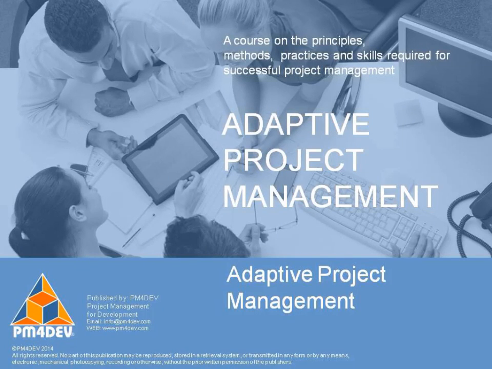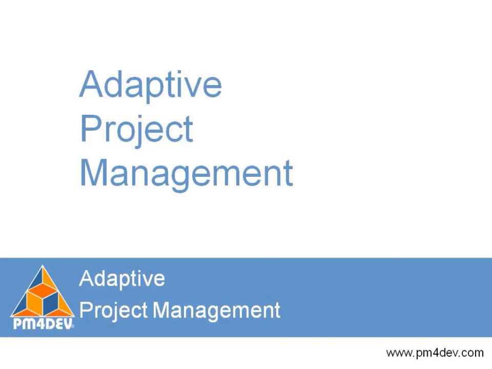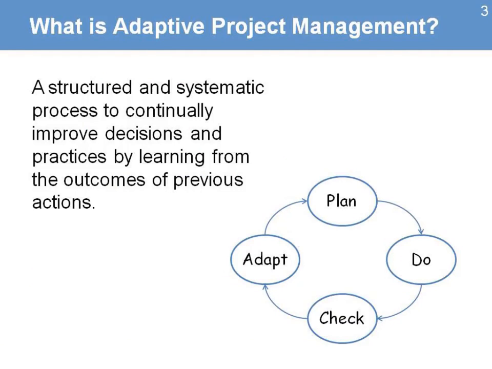This is a lesson now on adaptive project management. So what is adaptive project management? It's a structured and systematic process to continually improve decisions and practices by learning from the outcomes of previous actions.